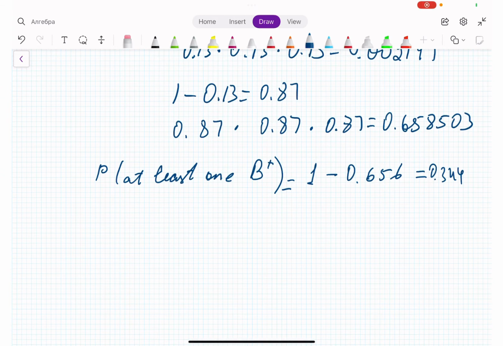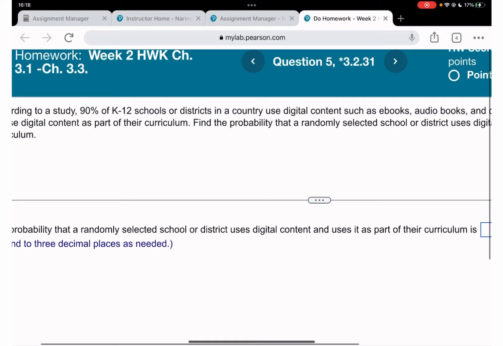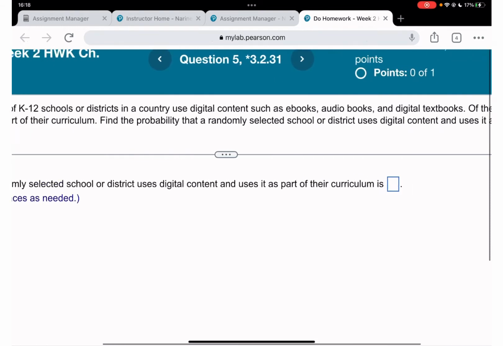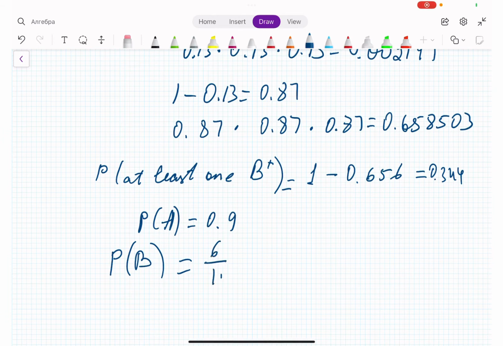So probability for, let's say, event A, the one that is 90%, we put 0.9. So probability for the other event, it was 6 out of 10, right? One more time, 6 out of 10, correct. It's going to be 6 out of 10, or I can put in the decimal notation, 0.6.